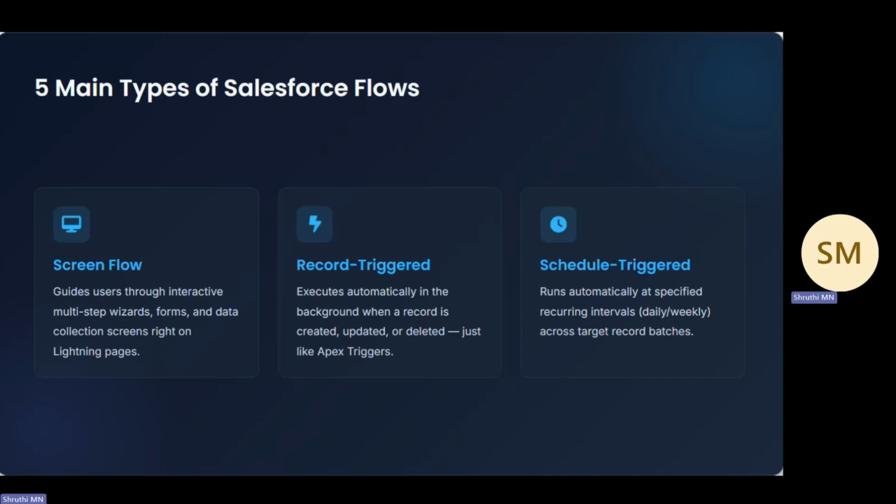So a simple way to remember them is screen flow is user interaction. Record-triggered flow is where the record changes. Scheduled-triggered flow is where the scheduled automation begins. These definitions follow the descriptions on slide 5.